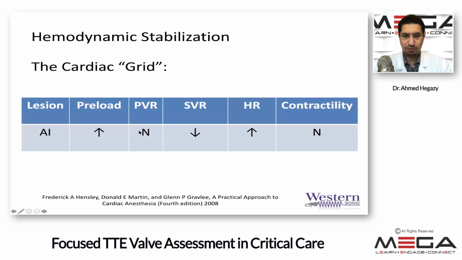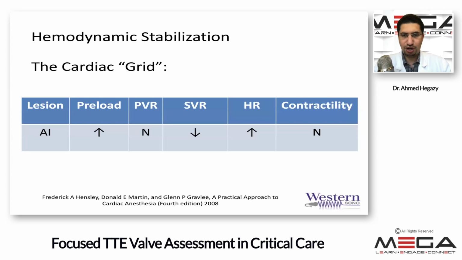So in terms of hemodynamic stabilization, we're all aware of our hemodynamic goals for somebody with acute severe aortic incompetence. You need to keep your preload reasonably high to augment forward flow. You need to maintain normal pulmonary vascular resistance. Your systemic vascular resistance, if at all possible, would actually be better off on the lower side to improve forward flow. Now, obviously, coronary perfusion pressure takes priority.